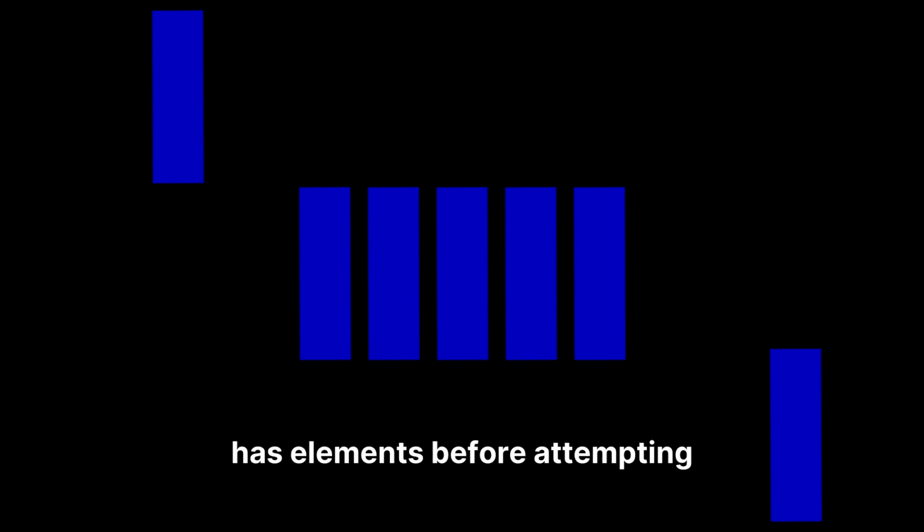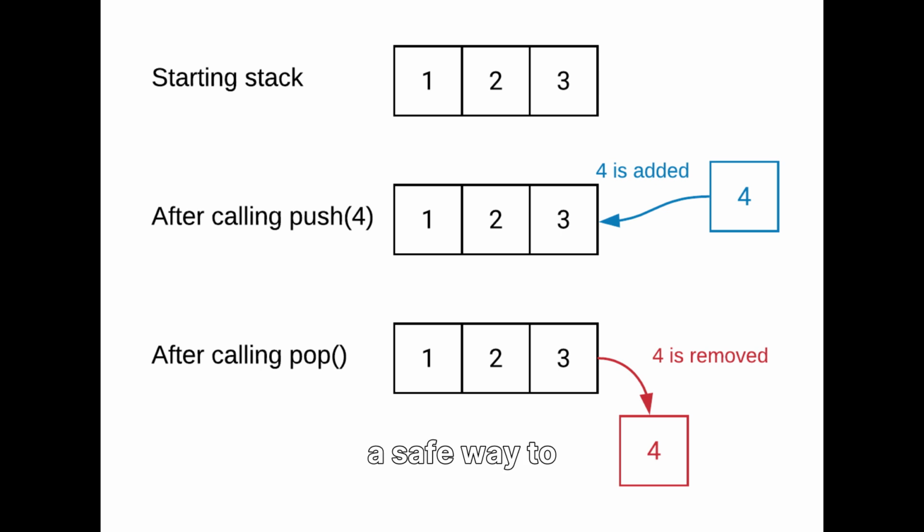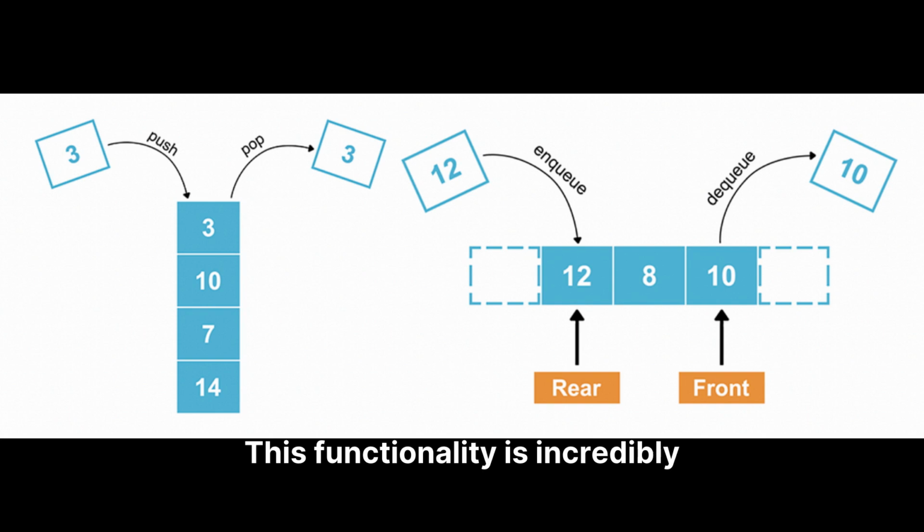Always ensure the stack has elements before attempting to pop. The peek method provides a safe way to examine the next item. It returns the item at the very top of the stack without actually removing it, useful for making decisions. This functionality is incredibly useful as it allows you to inspect the next item that would be processed by a pop operation without altering the stack's contents or order.